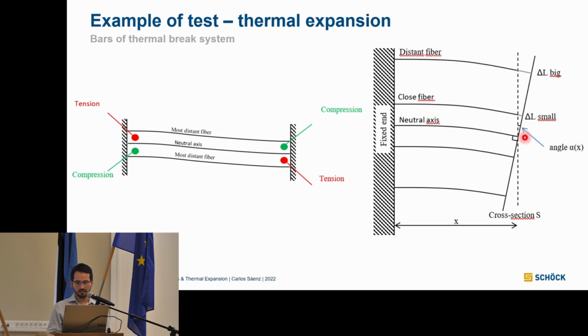So the thing is, the bigger the distance from the neutral axis, the bigger this deformation and this elongation will be. So what does it mean? It means more stress in our fibers just because of this movement, which is, again, microscopic, but if you do it in the test, you get to see it. It's also really important.